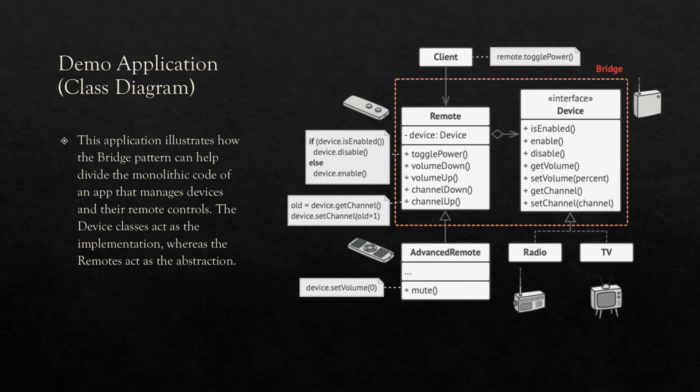And this is the class diagram for it. As you can see, the remote class has all the methods: toggle power, volume down, channel up, and then the device class also has all of those functions, as well as get volume, get channel, set channel, enable, disable, and so on. And then radio and TV classes inherit from the device class. And the advanced remote class, that is to set the device to mute, and that inherits from the remote class.